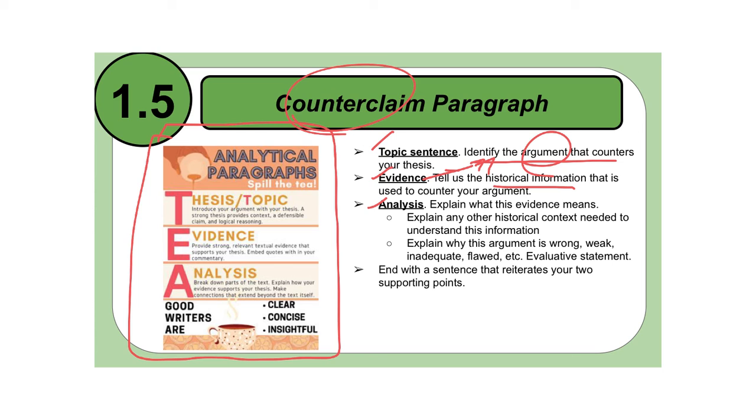Then the analysis is explaining what this evidence means. So explain any historical context needed to understand this information. If you feel the reader may be a little confused about something, you can flesh in some historical context here. And you want to explain this argument is wrong and weak or inadequate or flawed. You have to explain, since you just said that this is your counterclaim, that this is evidence that people could use against you, then you have to tell us how that evidence is wrong. So you have to show us what that evidence would be.